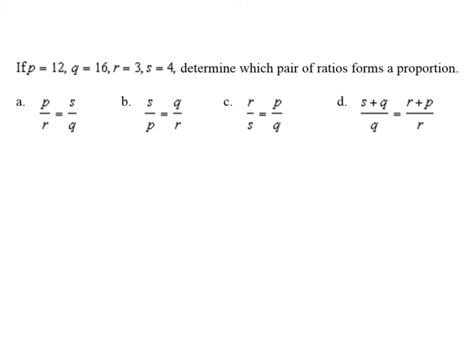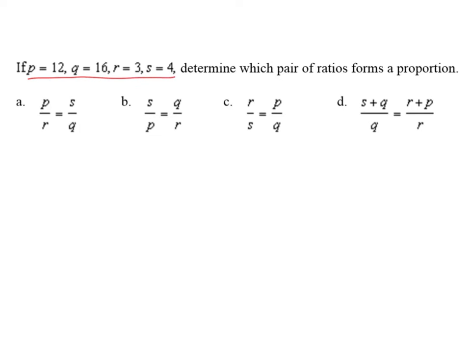Okay, now to determine, so it's giving us a bunch of numbers here, and we want to figure out which pair of ratios forms a proportion. So in order to do that, we're looking for cross products that are the same. Okay, so we're going to do just a couple of these so you can see what I'm saying here.